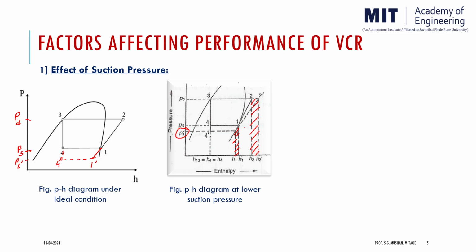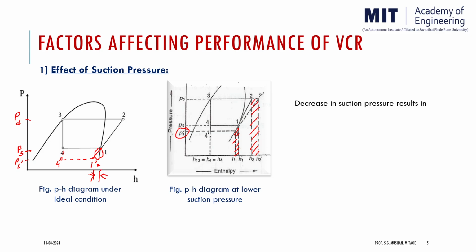How? Because by lowering the suction pressure, point number 1 has shifted to the lower side. Due to this, an extra amount of compressor work has been consumed, and at the same time, by lowering the suction pressure, this amount of refrigerating effect has been reduced. Okay, so that is the net effect of lowering the suction pressure.